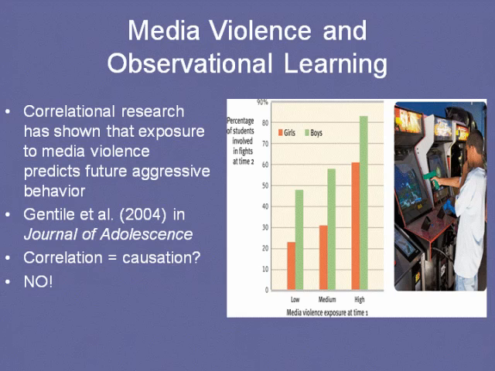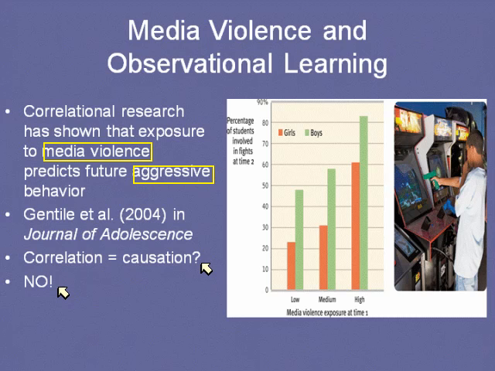Why should we even care about this, by the way? Well, the final slide talks about the connection between media violence and observational learning. What does observational learning have to say about exposure to media violence and aggressive behavior? Are these two variables connected with each other? Exposure to media violence seems to be predictive of aggressive behavior. It's a correlational study, and we know that correlation doesn't mean causation, right?